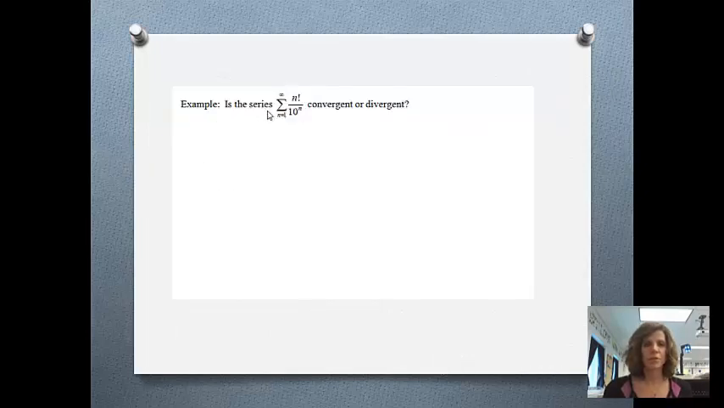All right, let's try another one. Is the series n equals 1 to infinity of n factorial over 10 to the n convergent or divergent? As soon as you see a factorial, the ratio test is the way to go. So we'll do a sub n equal to n factorial over 10 to the n, which means a sub n plus 1 is equal to (n plus 1) factorial over 10 to the n plus 1. All right, so now we're ready to use the ratio test.